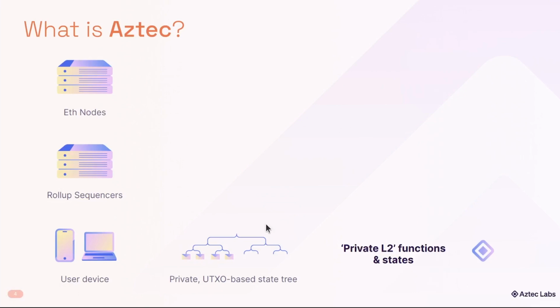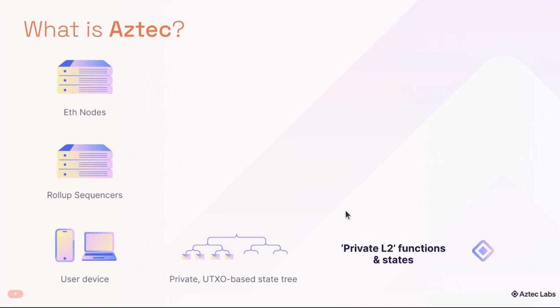For maximum privacy, users have to be able to execute all transactions on their devices, because if you're passing secret information into Aztec contracts and as part of Aztec transactions, you can't share that secret information with anybody. So it must be executed locally on user devices. This private information, like contract functions and states of contracts, is set up as a UTXO-based state tree. And what actually goes into the tree are commitments to data.